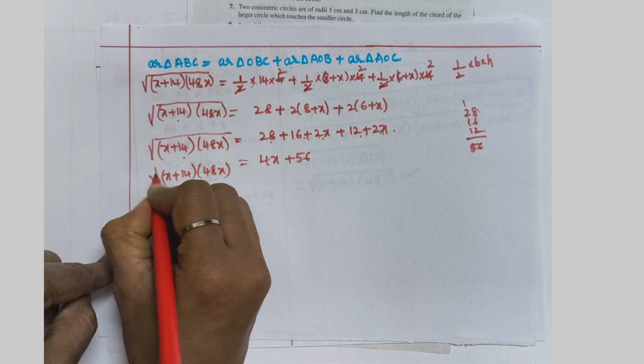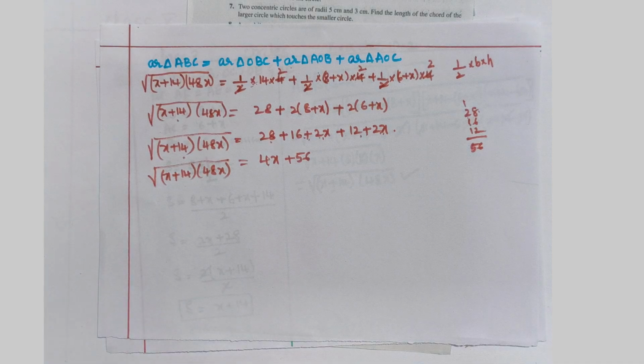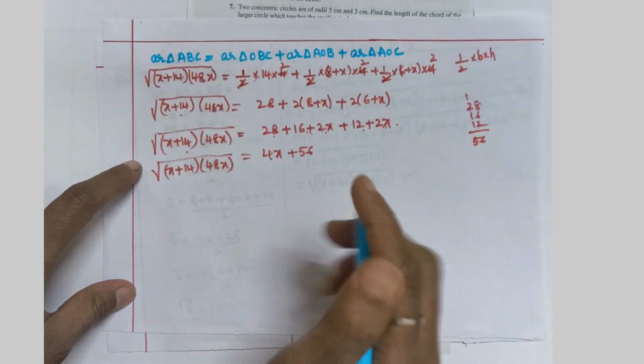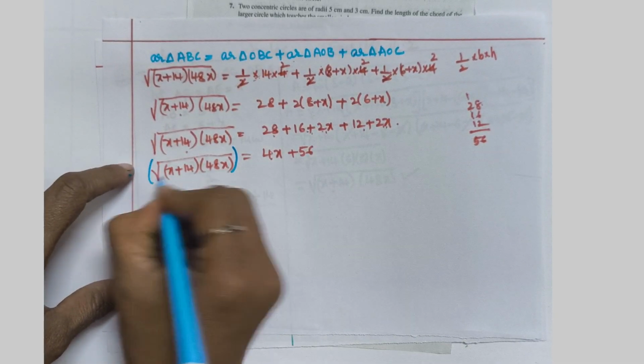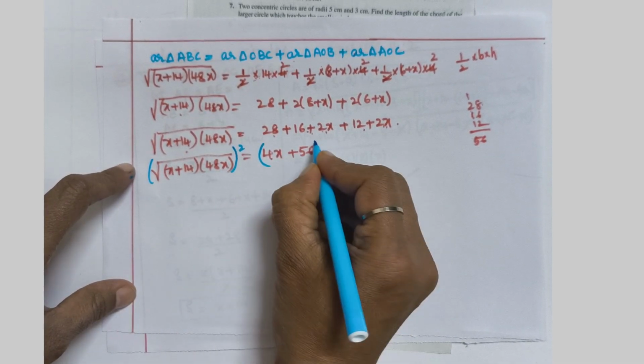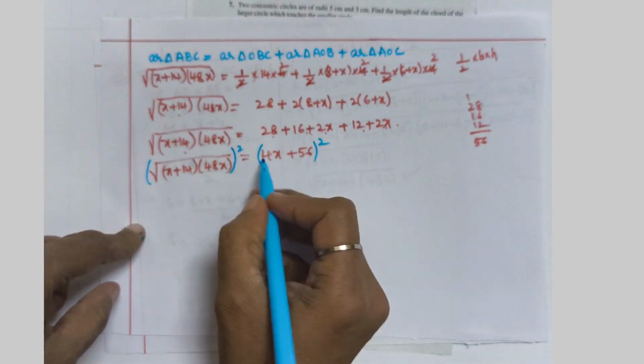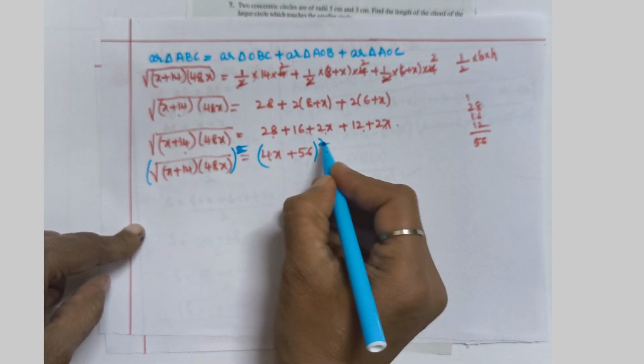Root 48x. Okay, now we don't want the root. Now we don't want root means what we will do? Carefully listen. This root we will cancel. So what I am doing? Here also square I am doing. Here also square I am doing. Okay. Now see, first before squaring this one, here something is common. Later we will do square.